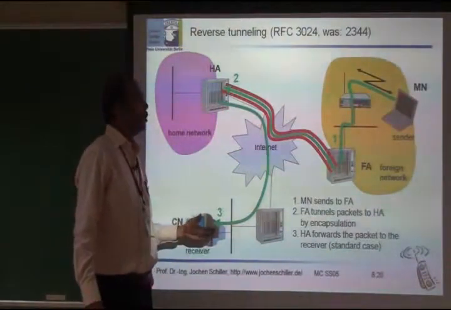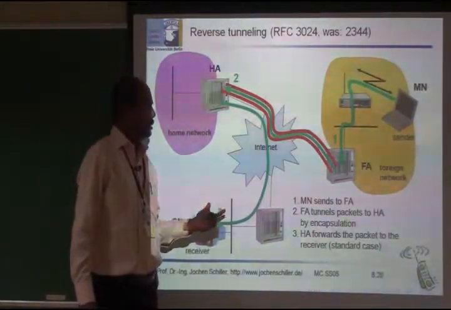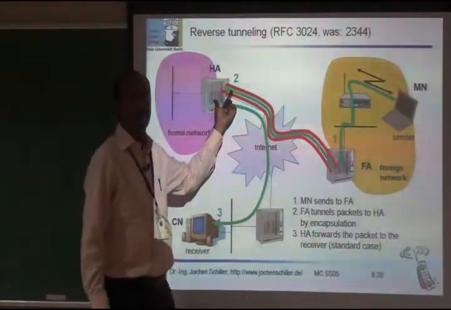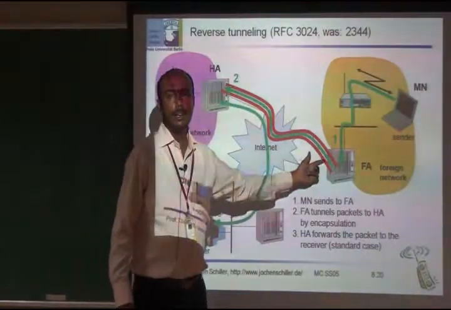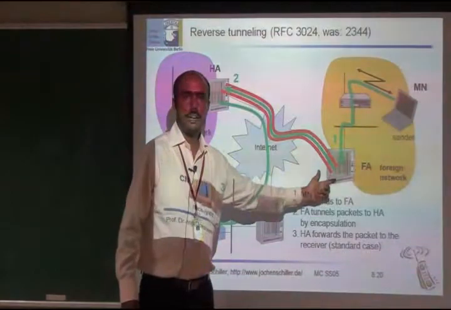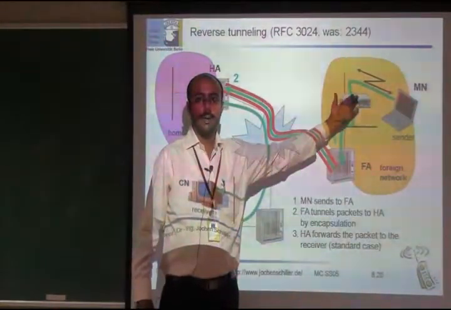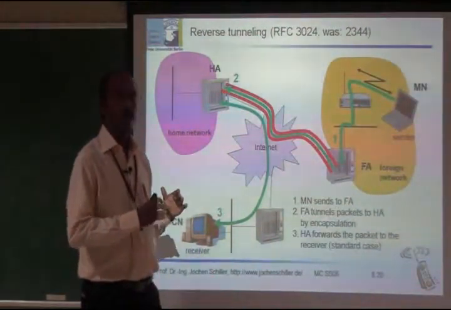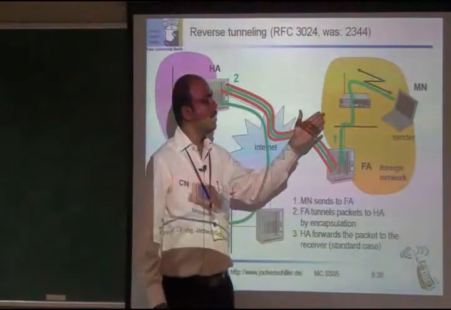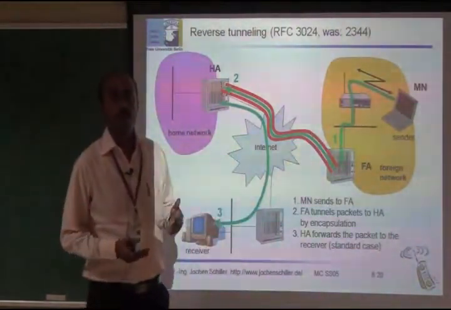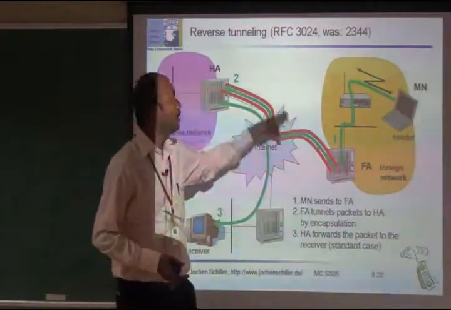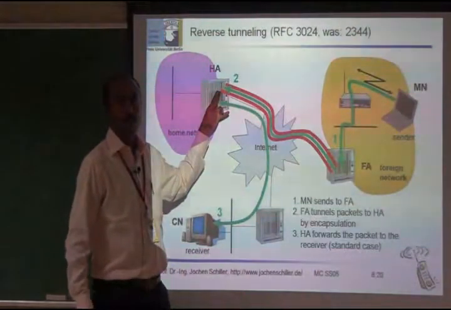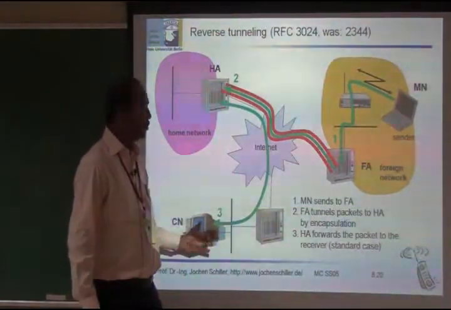Here the correspondent node wants to communicate with the mobile node. It will tunnel the data to the home agent, and the home agent will add the headers and tunnel it to the foreign agent, and the foreign agent will forward the data to the mobile node. This is the function of tunneling, from correspondent node to mobile node. After getting the data, when the mobile node wants to acknowledge to the correspondent node, that is called reverse tunneling. The mobile node will send the acknowledgement to the foreign agent, the foreign agent will send it to the home agent, and the home agent will send the acknowledgement to the correspondent node.